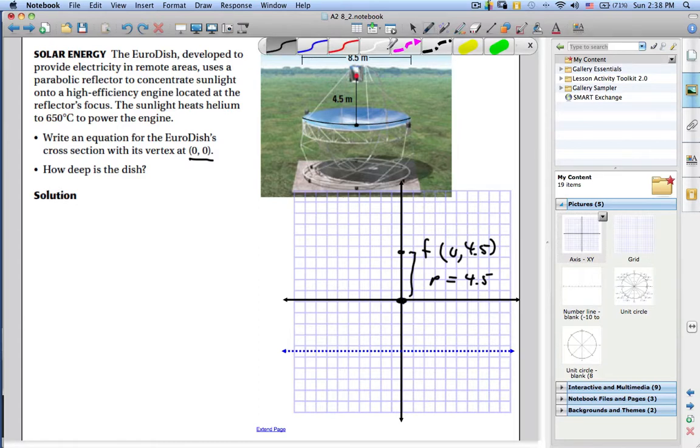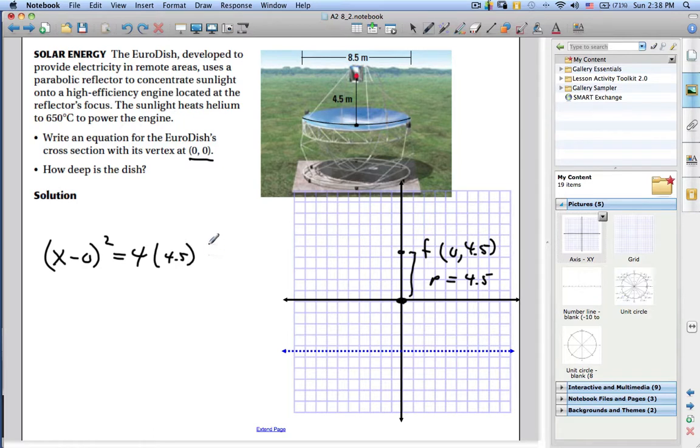So if I want to write the equation, that's the first thing they want me to do. I know that this is going to be an item with x squared. So I'm going to use the full form. It's x minus 0 squared is equal to 4 times p. P is 4.5 times y minus k, which is 0. So I'll have x squared is equal to 18y. There's my equation.